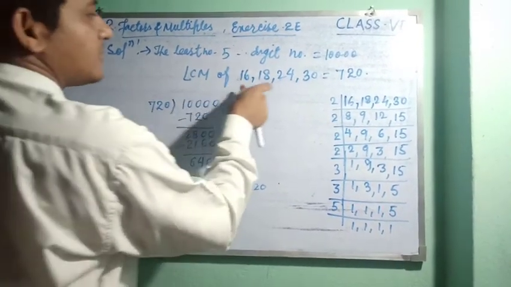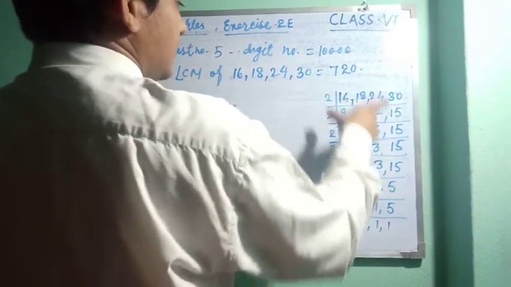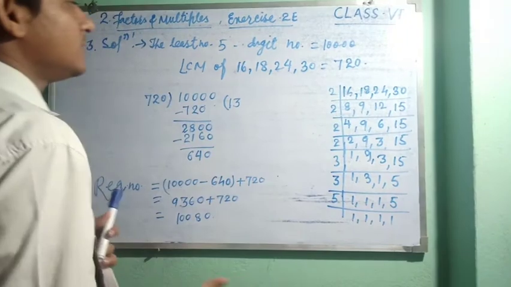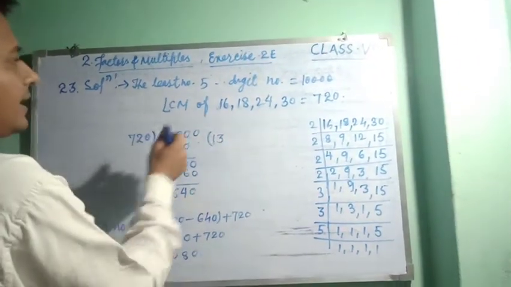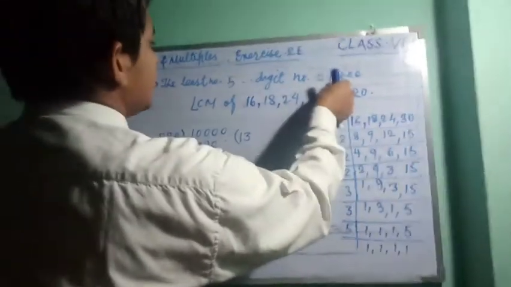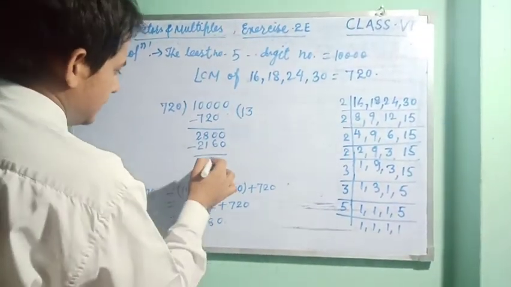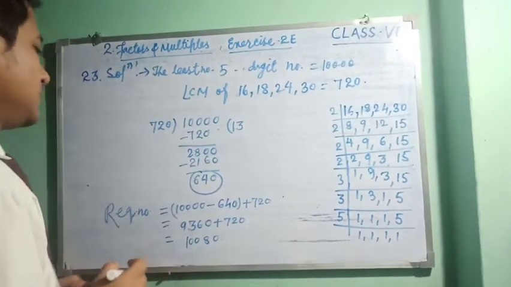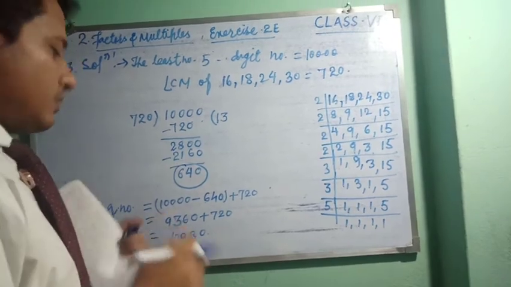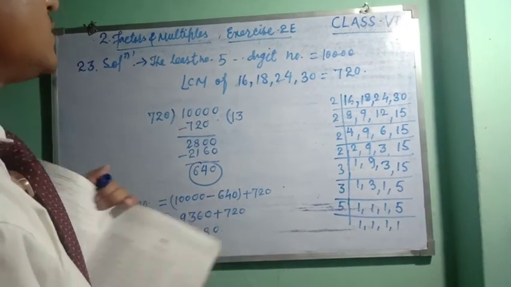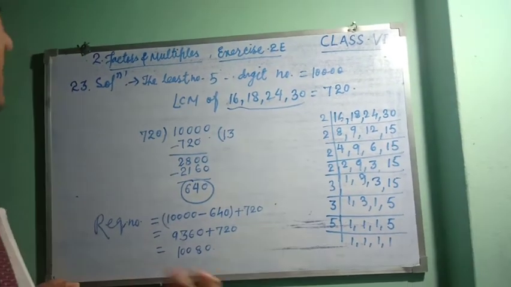Now find the LCM, and the LCM is 720. We can find the LCM by the division method or by the factorization method. Now divide this smallest 5 digit number by the LCM. Here is the remainder. Now we have to find the required number, the least 5 digit number which is divisible by these given numbers.